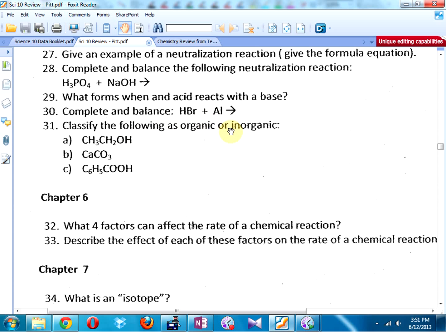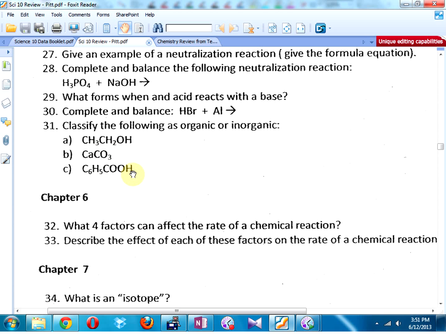Organic or inorganic? What made up organic molecules? Carbon, hydrogen, and oxygen. Organic, in fact, really has to have carbon, except it can't have carbon as a polyatomic ion. This is carbonate. That's not organic. This one is. This is CH3COOH, that weird acid. This was vinegar.